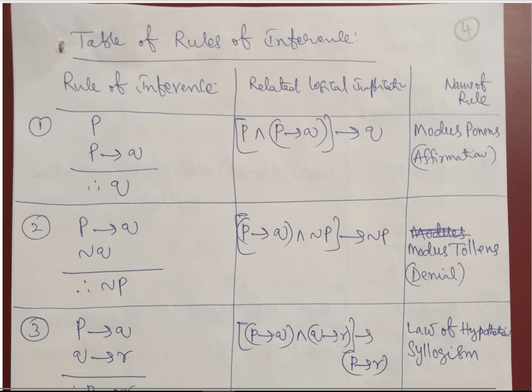For your convenience, it is called affirmation, meaning that I have a statement P, and I have another statement, P implies Q. When these two are true, when P and P implies Q are true, I can conclude that Q is also true. This is simply based on your conditional truth table. So when P is true and P implies Q is true, obviously Q is also going to be true. So that is a conclusion. This is called modus ponens.